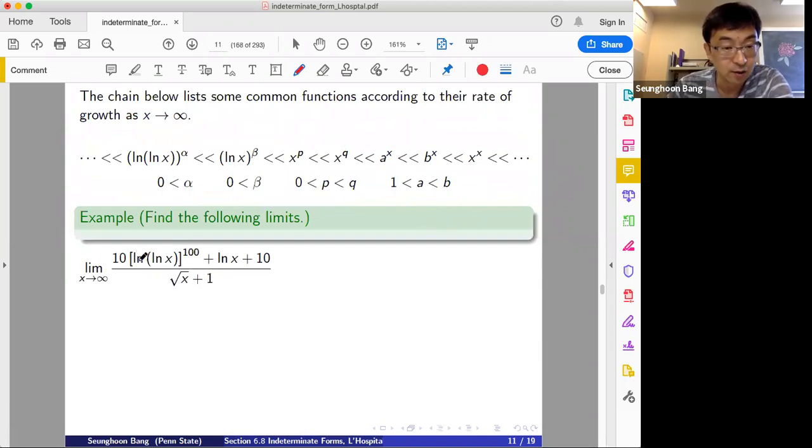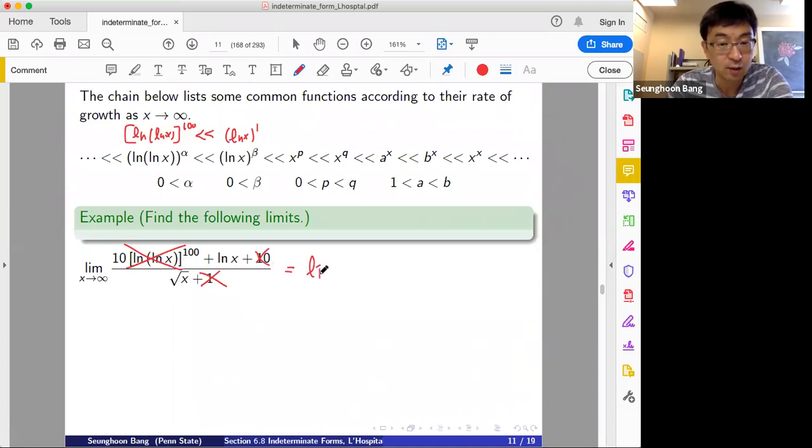So here, you can think about it. ln of x to the 100 is this top one, in this position. ln of x is here, ln of x to the power 1, and the constant. Which one is growing faster? ln of x to the 100 is growing faster. You have to ignore the slow one and the constant. The root x and the 1 cross out. Just two, we have ln of x and the root x.